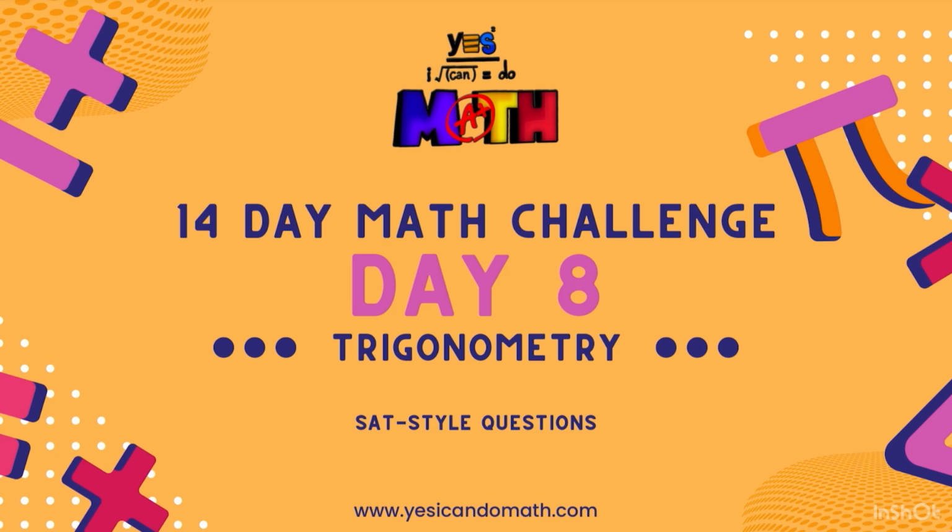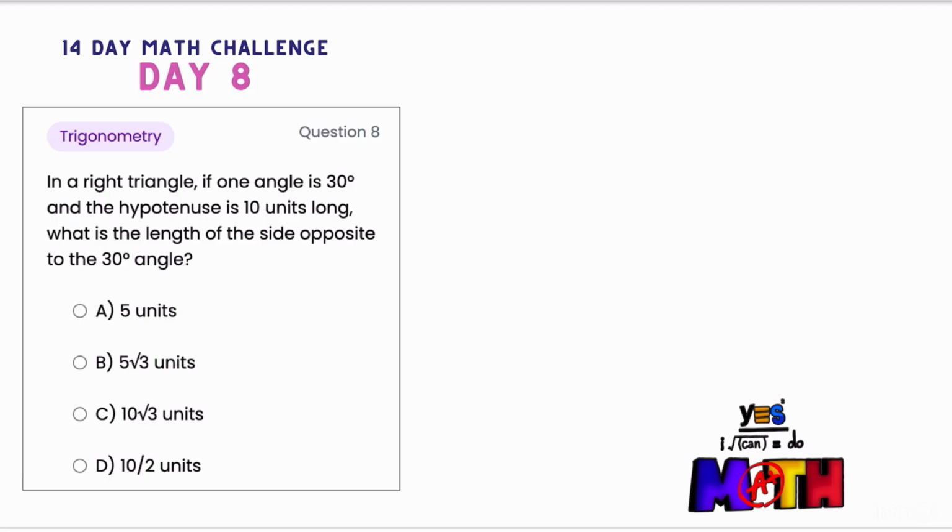Let's move on to number 8. In a triangle, if one angle is 30 degrees and the hypotenuse is 10 units long, what is the length of the side opposite to the 30-degree angle? Remember, work it out yourself, press pause, then play for the solution.